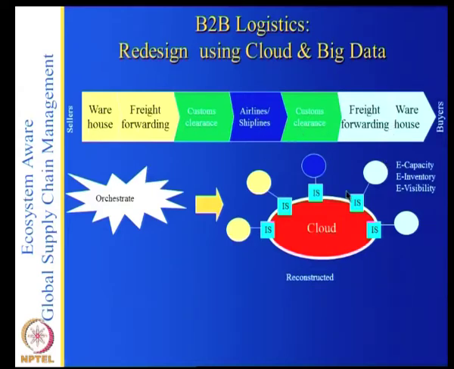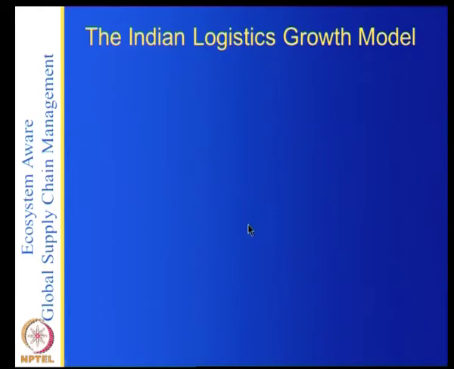So here a collaborative network can be formed with all the data using the cloud and the others. So the B2B chain can be used with cloud and big data. You can orchestrate on this.